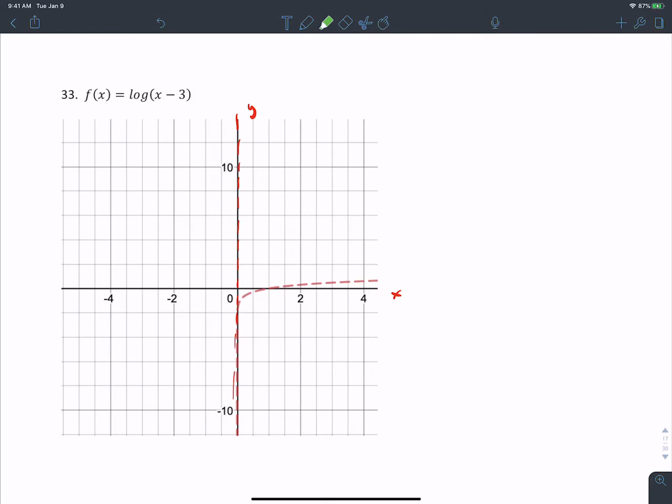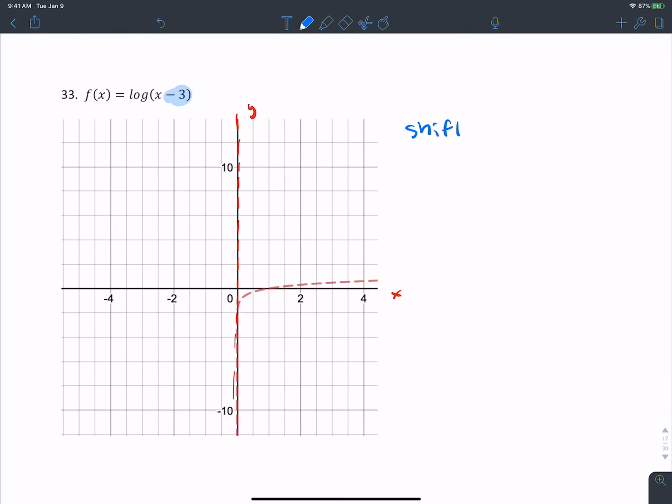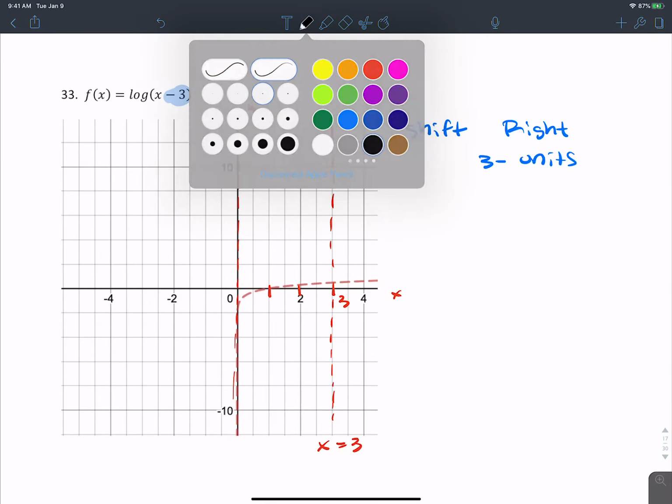But because you have -3, that means we have to shift to the right 3 units. So I'm going to go to the right 3 units here. I start by moving my y-axis to the right 3 units. So here's 1, here's 2, and here's 3. So I got a new y-axis in a sense. This is the line here, x equals 3. And all I have to do is sketch my log function.